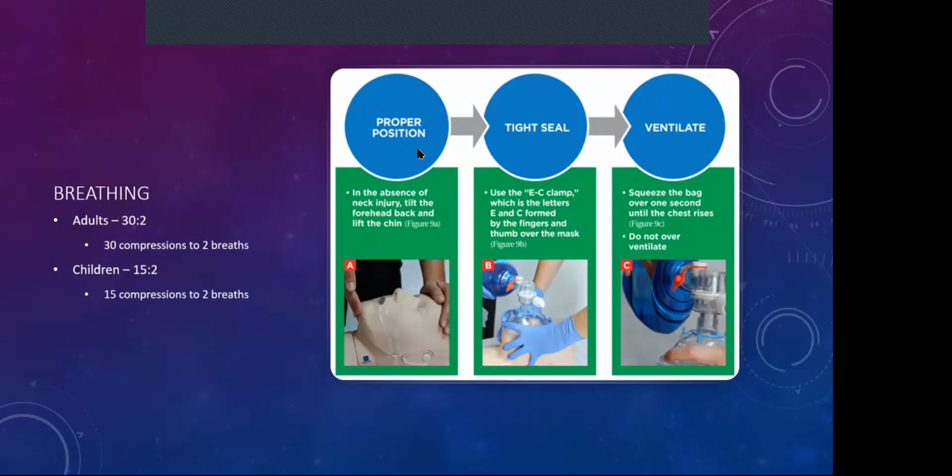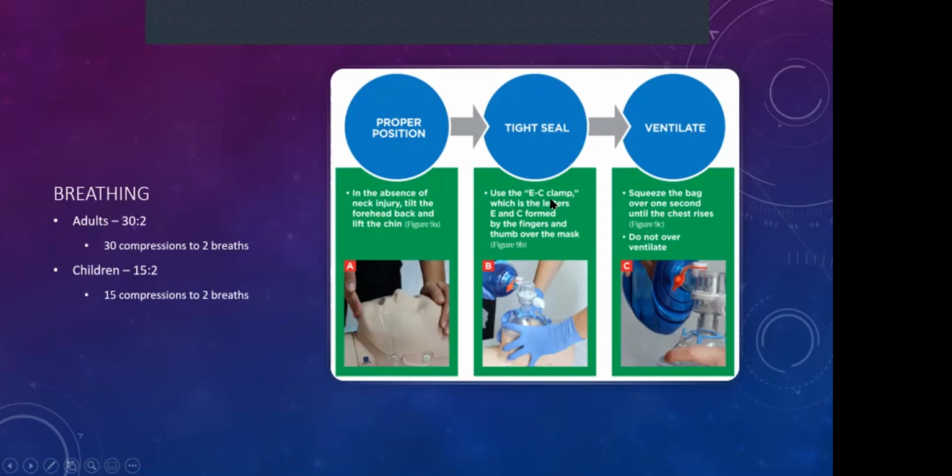So the proper position, in the absence of neck injury, is extremely important. Tilt the forehead back and lift the chin. You're just trying to get an open airway. At this point, you should already be putting in an OP airway as well. Tight seal, that's the important point.